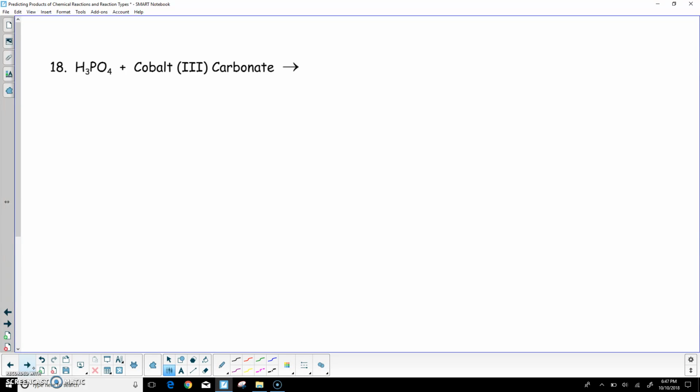Last but not least, we have phosphoric acid with cobalt-3 carbonate. So once again, we have 2 compounds. It's going to be a double replacement. So here's my phosphoric acid. Cobalt-3 carbonate, that tells me cobalt's charge in this instance is 3 plus. Carbonate is CO3 and it's 2 minus. So the 2 goes there, 3 goes here. They're going to switch dance partners. The hydrogen is going to go with the carbonate, so hydrogen carbonate or carbonic acid. 2 goes here, CO3.